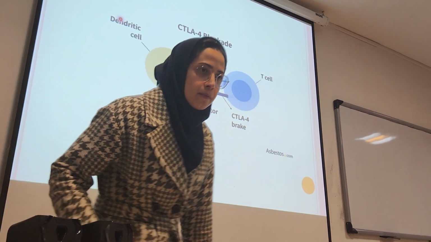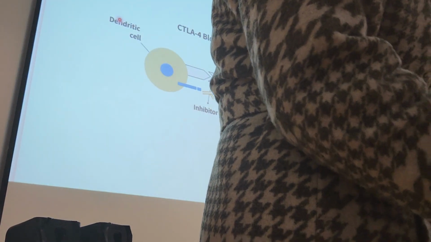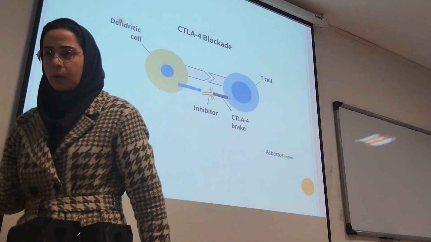No, this is something else, not related. Yes, polyglandular is related to different endocrine systems, thyroid, for example, and adrenal. So that's why we use the inhibitor of CTLA4 for tumors. Okay.